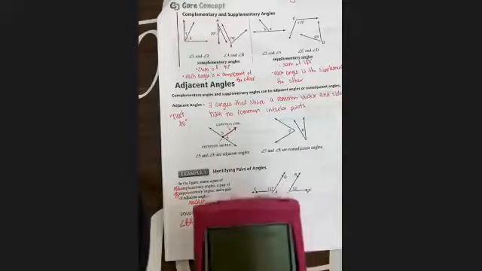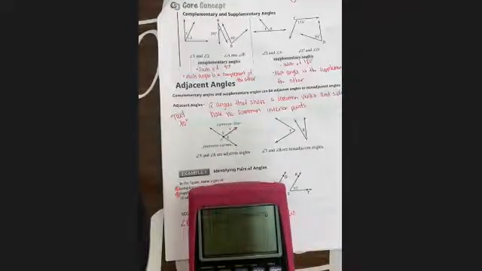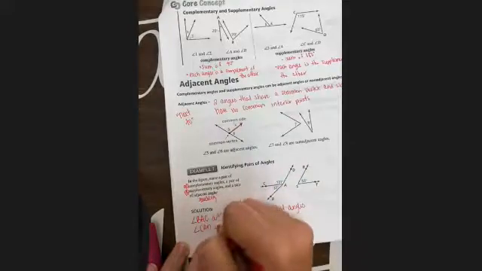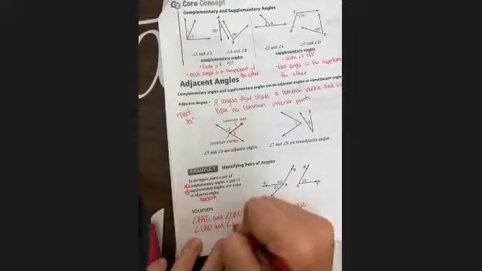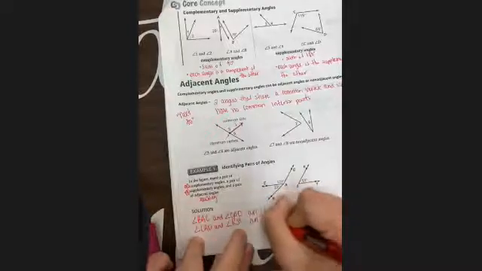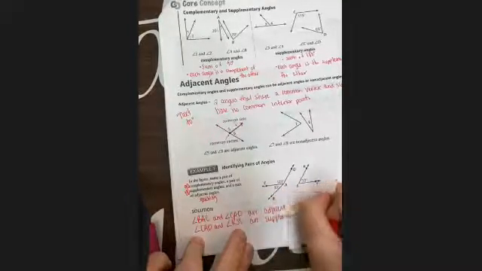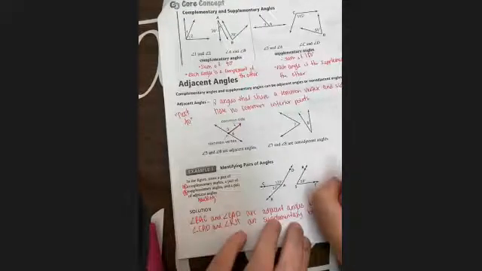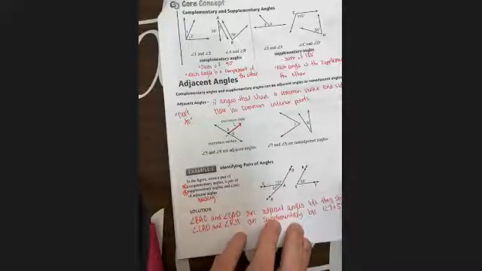So let's do 127. They kind of look like they are. Plus 53 is 180. So then I know that angle CAD and angle RST are supplementary because 127 plus 53 equals 180. And you can say here because they share ray AC.